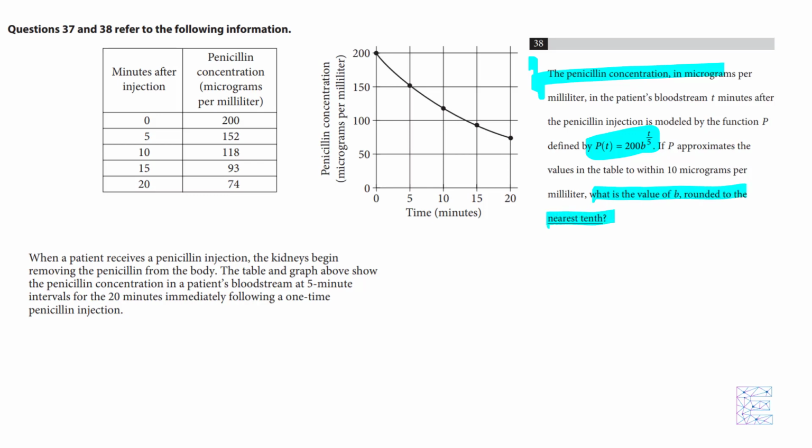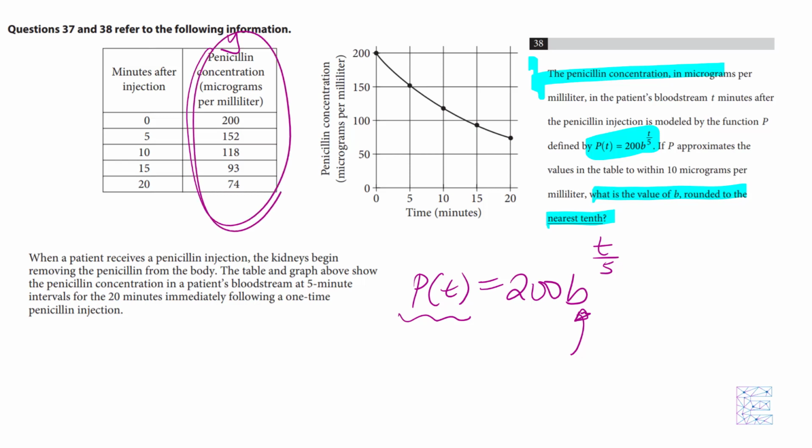So to answer this question, we are going to need this equation that was given to us: the function p of t equals 200 times b raised to the power of t over 5. The question is asking us to figure out what b is. We know that we can plug in a value for p of t. Basically, those are the y values, how much the concentration is left. That's coming from this column right here.